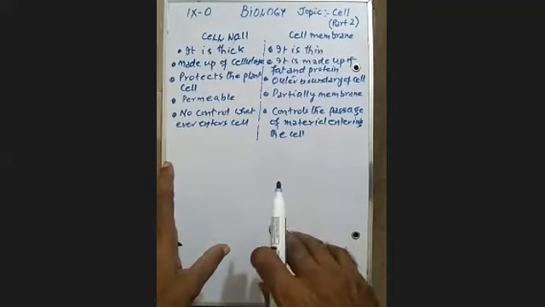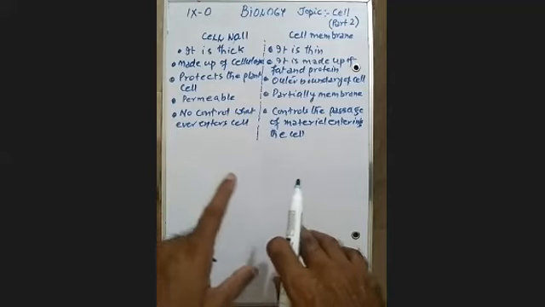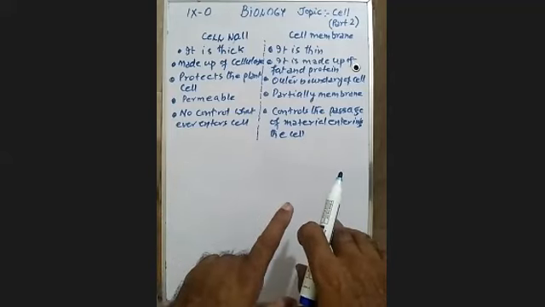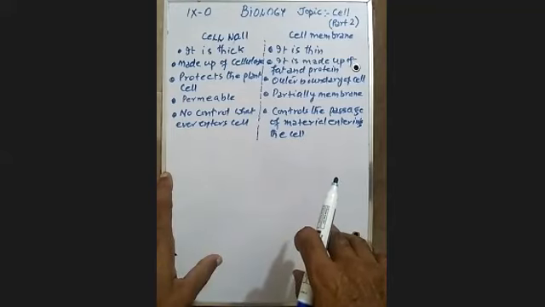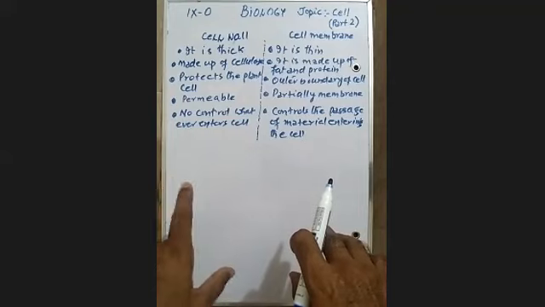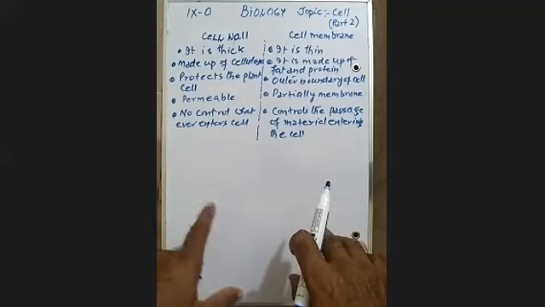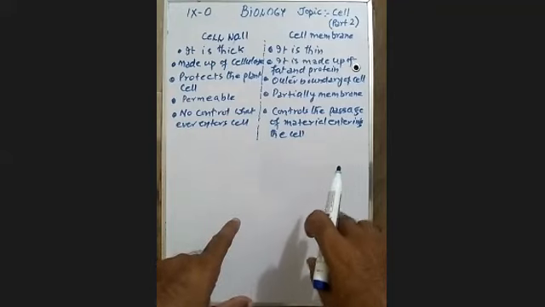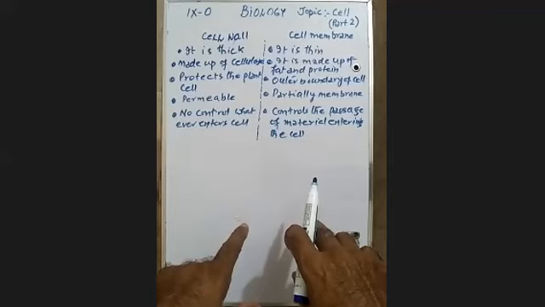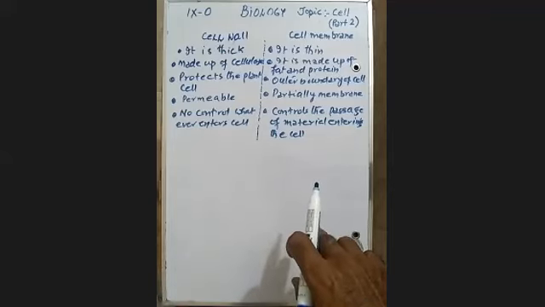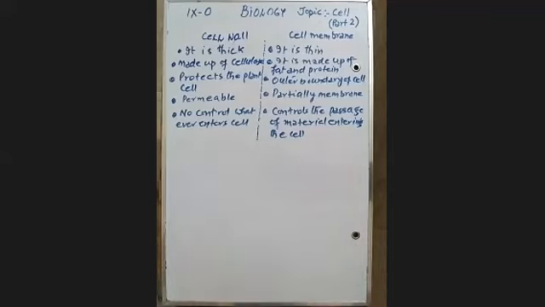Next point, cell wall is permeable, whereas cell membrane is partially permeable. So what happens? There is no control over whatever comes through the cell wall; everything can enter. Whereas the cell membrane controls the passage of material entering the cell. So in this way, we have done the difference between cell wall and cell membrane. Now we come to two more points.